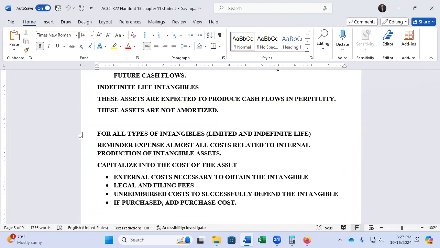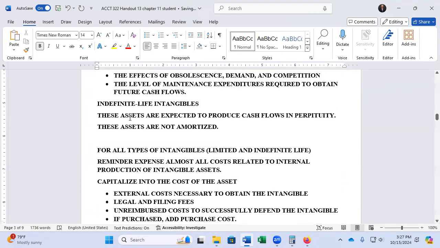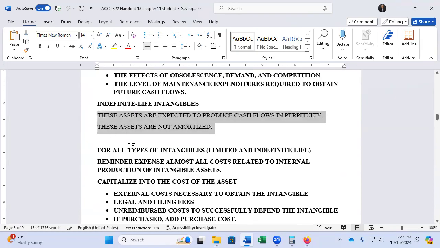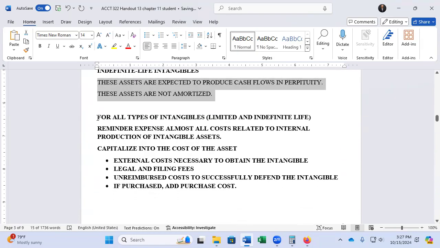So when I put that reminder in, I put it in under the indefinite life intangible assets, which it should be noted that it's for all types of intangibles.